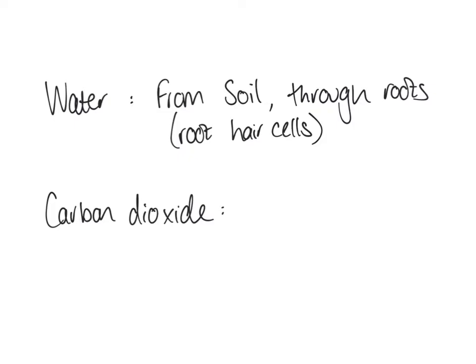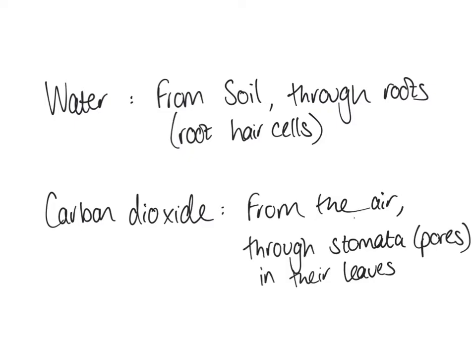And we've also had a look at how plants take in carbon dioxide, and they take that in from the air, and they take it in through their leaves, and in particular through those little stomata, the pores in the surface of the leaf, in particular the lower surface.